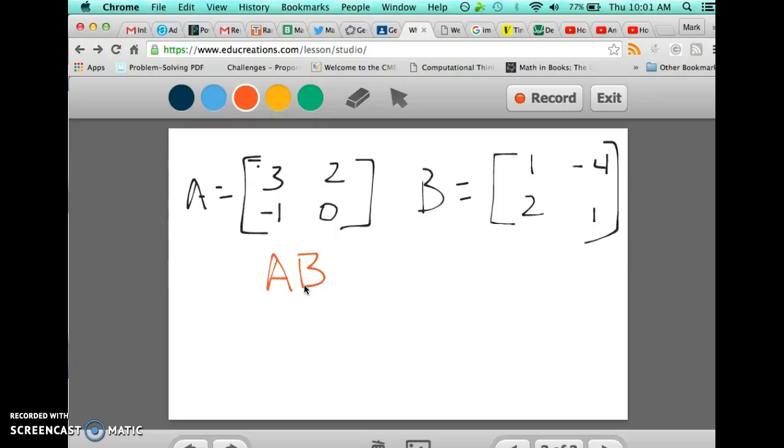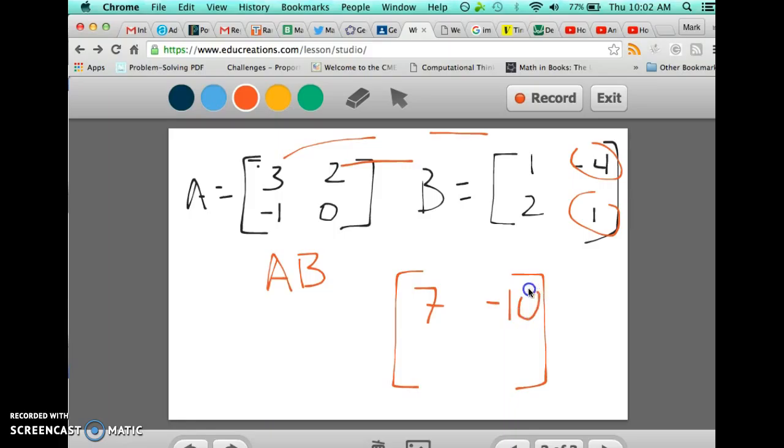First I'm going to multiply A times B, the way I said before. The 3 goes with the 1, and the 2 goes with the 2. Those two products added together give me my first square. 3 times 1 is 3, 2 times 2 is 4. Those added together give me this square. Then I do the same thing, but now the 3 is going to the negative 4, and the 2 is going to the 1. 3 times negative 4 is negative 12. 2 times 1 is 2. Add those together, I get negative 10.